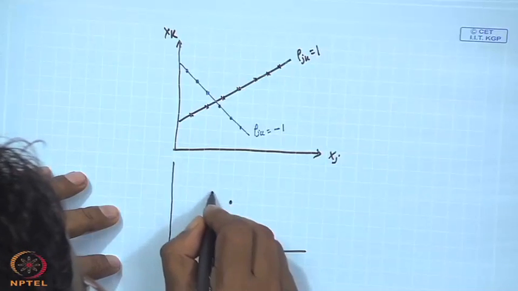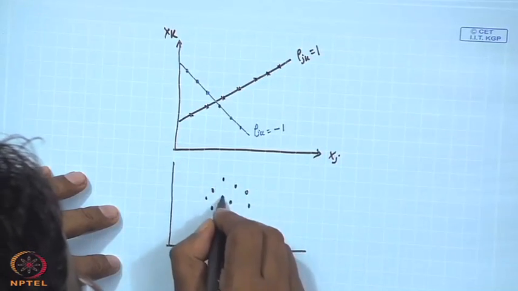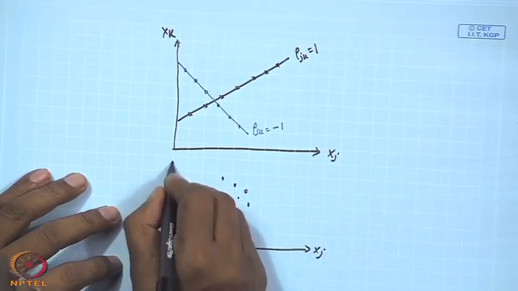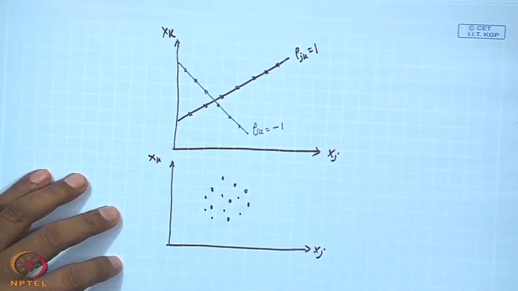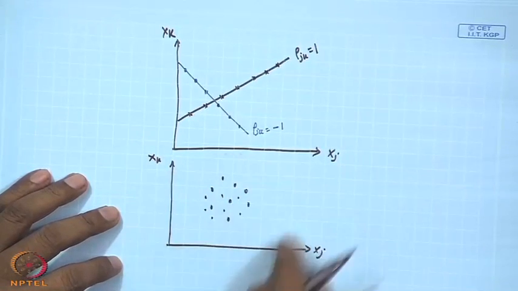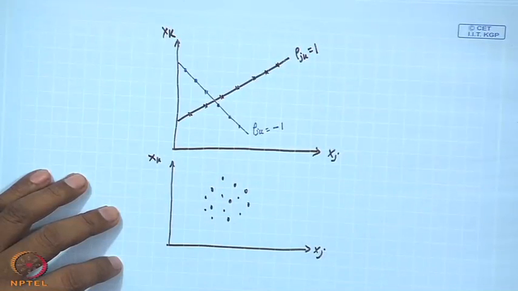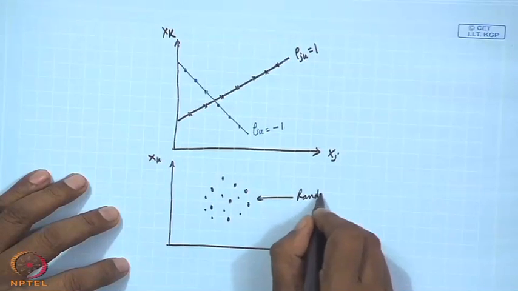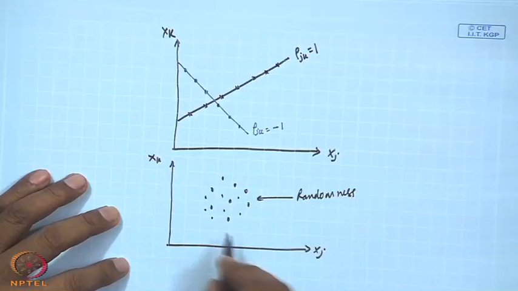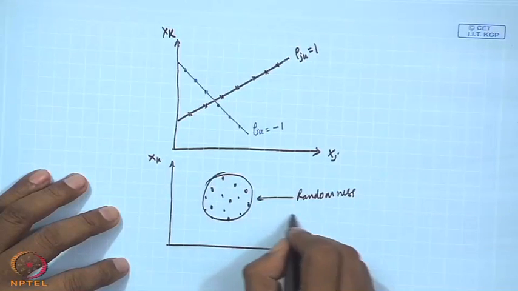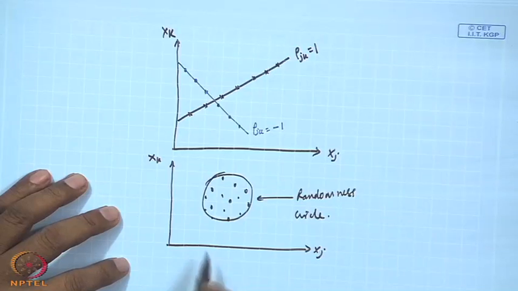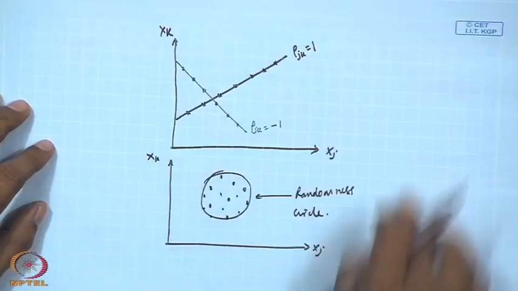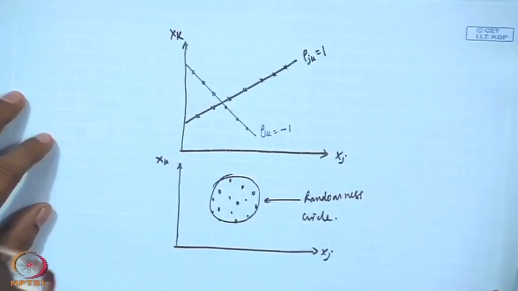suppose your points are like this. This is your x j, this y axis is x k. Points are like this. You cannot find a pattern, it is just like a circle. These points are resembling a circle, it is totally random. So, when you find this type of randomness, that means it is basically resembling a circle. There is no relation, because you take any direction, you will not get any pattern here. So, that is the meaning of correlation coefficient like rho j k.